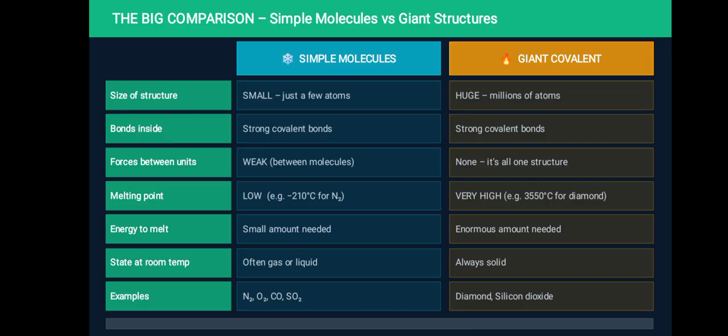Now we are going to compare simple molecules versus giant structures. This comparison table brings everything together. Let's go through it row by row. First, we are talking about the size of the structure. Simple molecules are small, just a few atoms, and giant covalent structures are huge, containing millions of atoms all connected with each other.